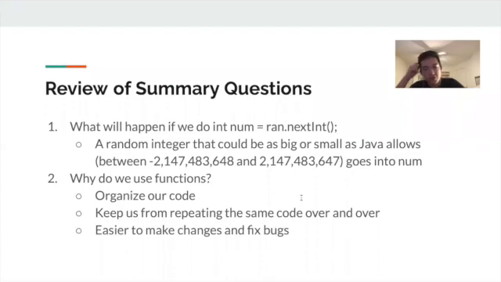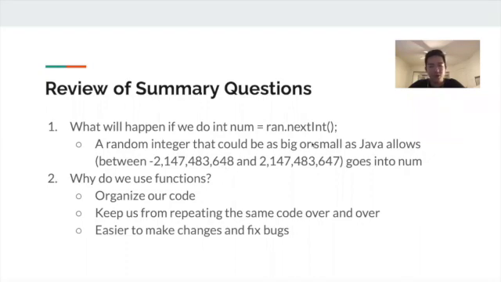We left you with two, and the first one says, what will happen if we do int num equals random dot nextInt? And notice that this is random dot nextInt with no numbers inside of the parentheses. If you put no numbers inside of the parentheses, that means that a random integer is going to be generated out of all integers that Java allows. And as you can see here, that's a really big number.